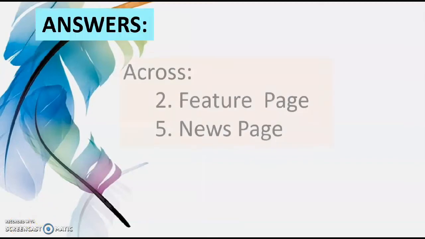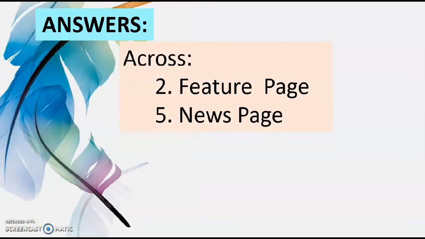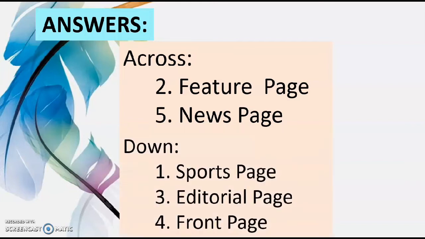Time is up! Let's check your answers if you got them all correct. The answers for the words across are the following. For item number 2, feature page, and number 5, news page. And the answers for the words down are number 1, sports page, number 3, editorial page, and number 4, front page.